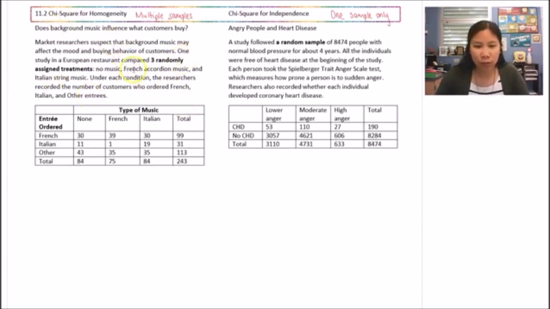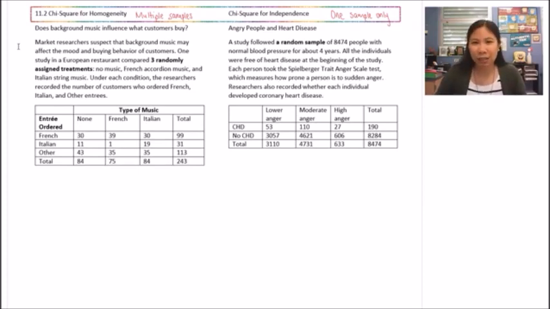For this first example, for the chi-square test of homogeneity, where there's supposed to be multiple samples, we're doing a study on whether background music influences what customers buy. Market researchers suspect that the background music may affect the mood and buying behavior of customers. Let's see if this is true. One study in a European restaurant compared 3 randomly assigned treatments where they had no music, French accordion music, and Italian string music playing. Under each condition, the researchers recorded the number of customers who ordered French, Italian, and other entrees.